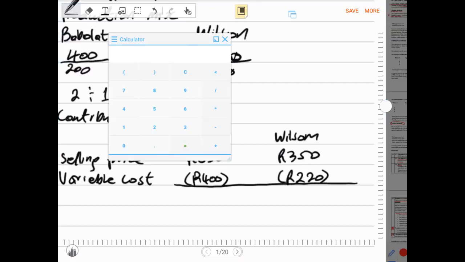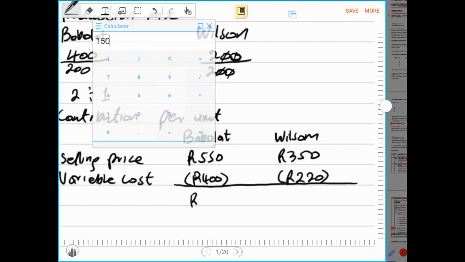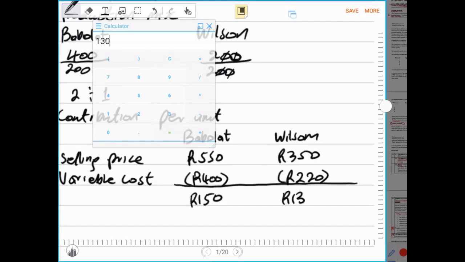Then now in calculating our contribution, we have 550 minus the variable cost. Then this gives us a contribution per unit of 150. Remember, contribution is sales minus all the variable cost, variable manufacturing cost and variable non-manufacturing cost. Then after, we have 350 minus 220, and this will give us 130.